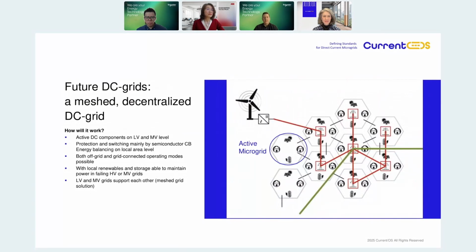Active DC components are on the low voltage and medium voltage level. Protection and switching is mainly done by semiconductor circuit breakers, and energy balancing is on a local level, so inside of the active microgrid. Both off-grid and grid-connected operating modes are possible, and with local renewables and storage, it is possible to also supply high voltage and medium voltage grids. So low voltage and medium voltage grids support each other.